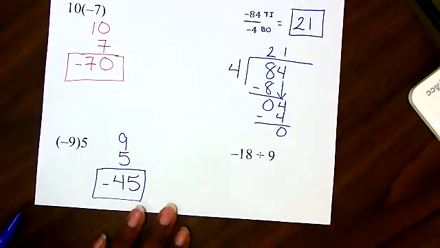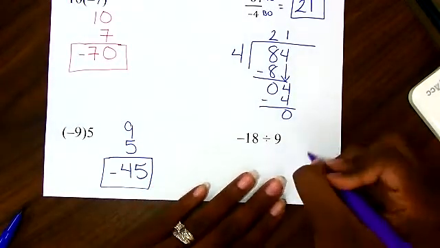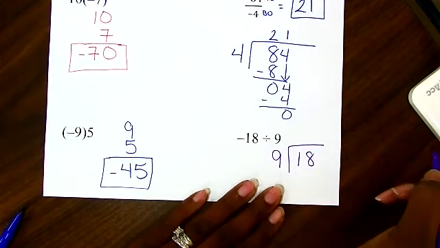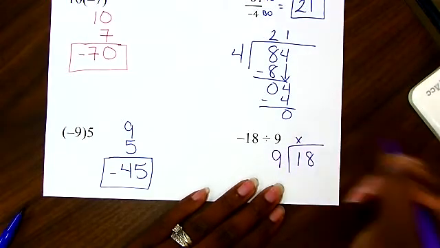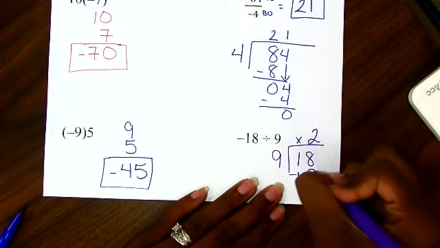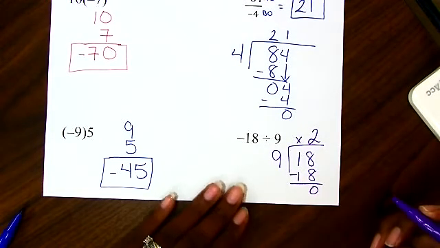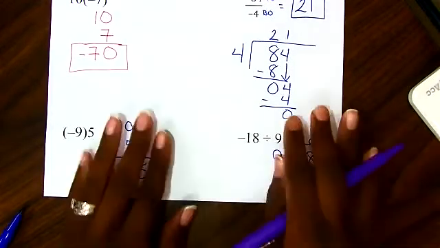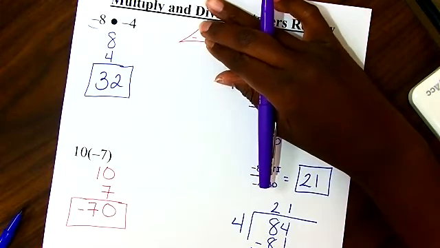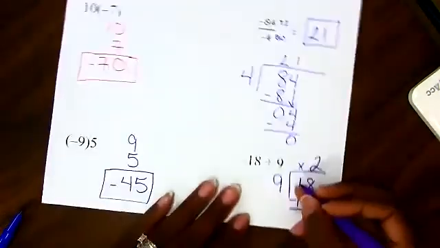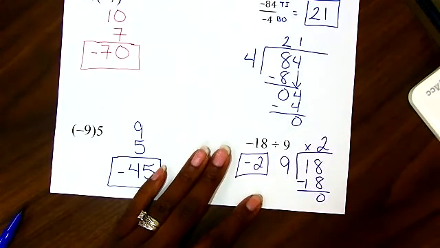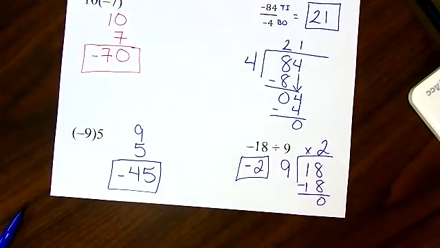18 divided by 9. So again, how you say it is how you write it. 18 divided by 9. 9 cannot go into 1. 9 can go into 18 2 times. I have nothing left over. I have 1 negative and 1 positive. So my answer should be negative. Come back down here. I'm going to put -2 and box in my answer. Okay. All right, guys, that was our review.